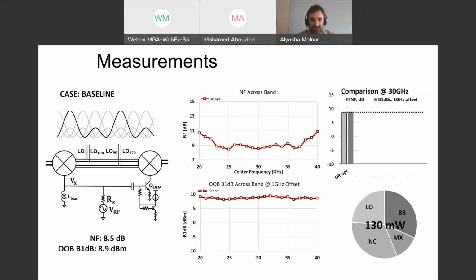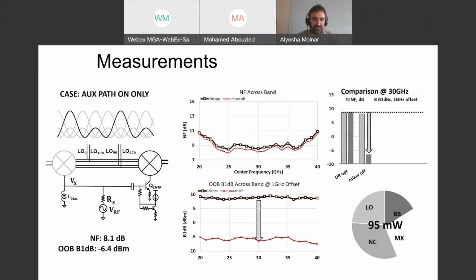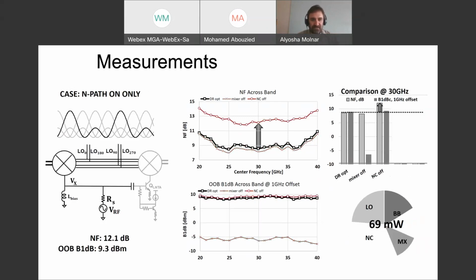And we can also show that all these techniques we are using work. For example, if we turn off the main path, so we just have the auxiliary path, we still have good noise figure because that's still dominated by the LNTA, but our linearity gets way worse because we've lost the protection of the N-path filtering. Conversely, if we turn on only the main path, we get the great linearity back, but now the noise figure is degraded because we have all the extra noise of the main path without the LNTA protecting it.